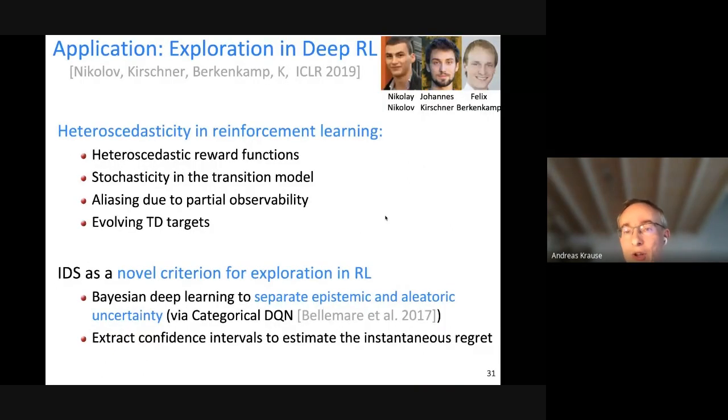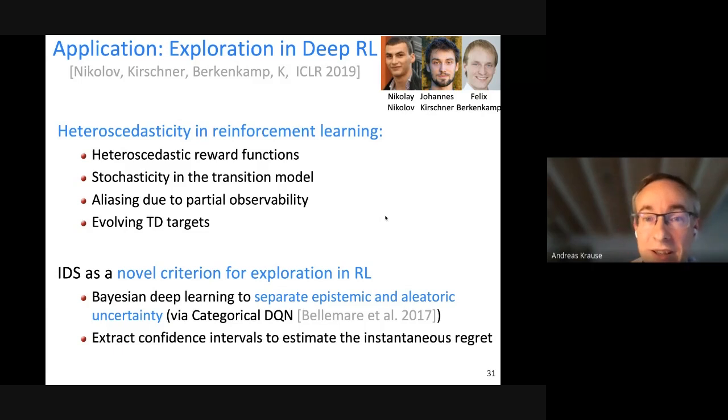Okay, and so now this also scales to more complex tasks and environments. So in fact, heteroscedasticity is not only common in Bayesian optimization or bandits, but it's also a very common phenomenon in reinforcement learning. In particular, it can arise due to heteroscedastic reward functions, heteroscedastic transition models, state aliasing that arises from partial observability, and so on. So there are lots of sources where the amount of noise varies according to different state action pairs, for example, when estimating state action value functions.